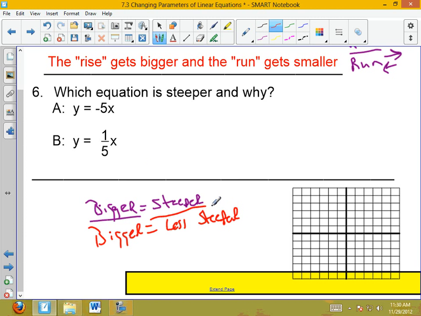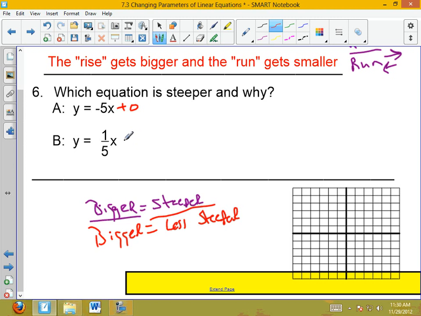Big on top, steeper. Big on bottom, less steep. Bigger on top, steeper. Bigger on bottom, less steep. So let's keep this in mind as we do number 6. I'm going to go ahead and graph it.